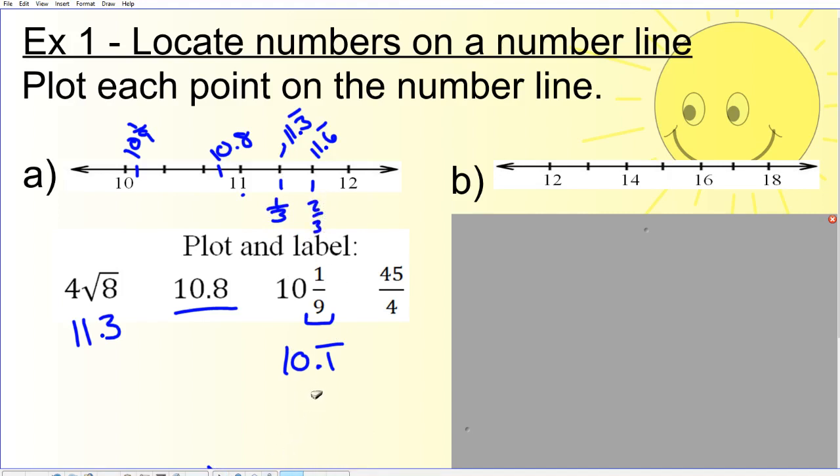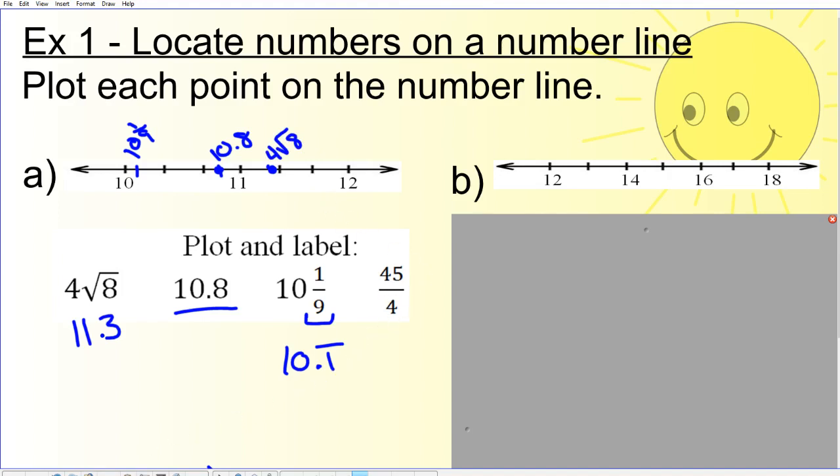I don't need to write them in there for the problem, but it's helpful to understand what the little lines are. So when I'm trying to put in the number 11.3, I know it's going to be just a little bit less than this line. Okay, so I'm going to erase these. I don't need them. But I know this 4 square roots of 8 is going to be right here somewhere, just a little bit less than my line. 4 square roots of 8.